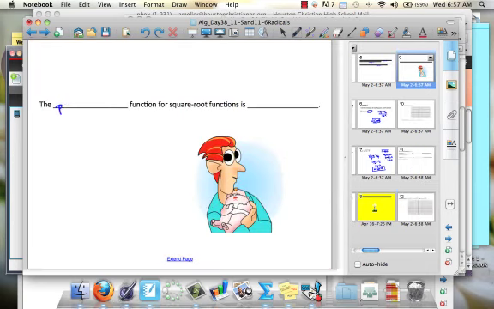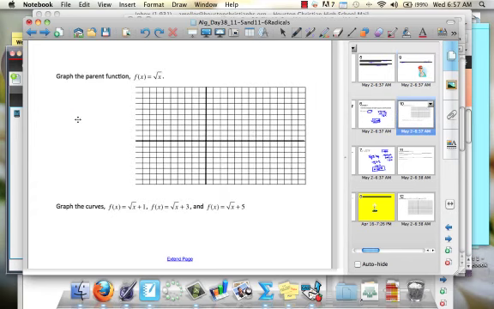The parent function for the square root function is f of x equals square root of x. This is the parent function, so we're going to graph this. What numbers have nice square roots? Well, when x is 0, we know that the square root of 0 is 0, so I'm going to plot that point. When x is 1, we have a nice square root of 1, so 1, 1.